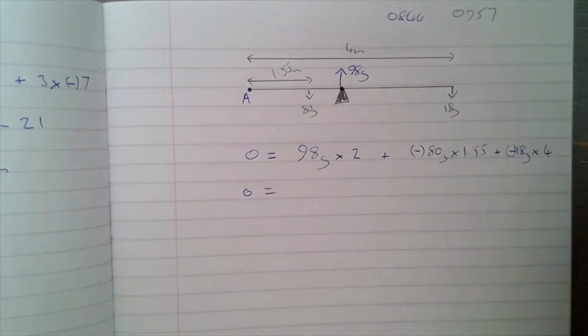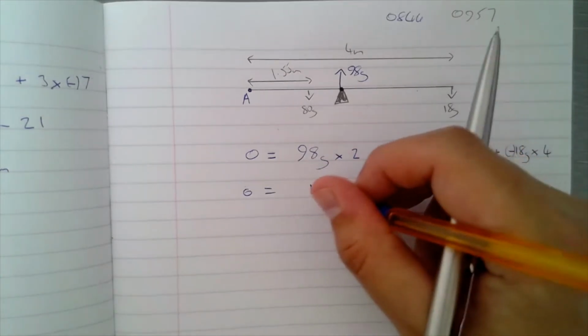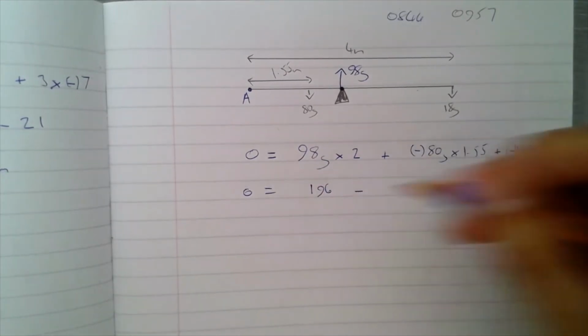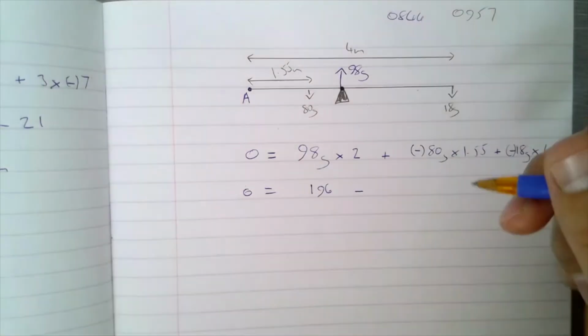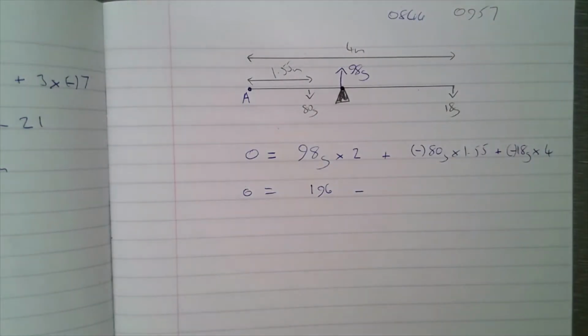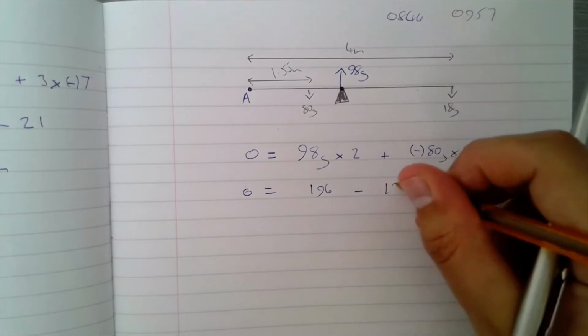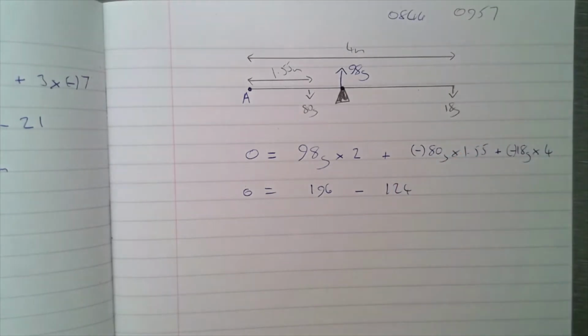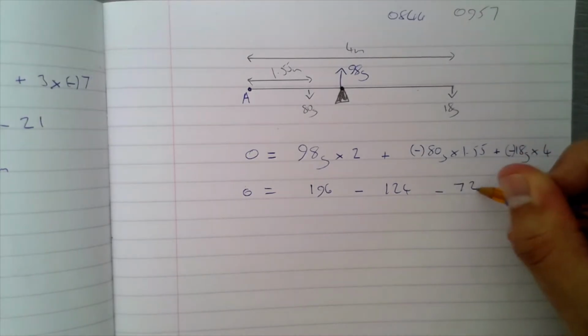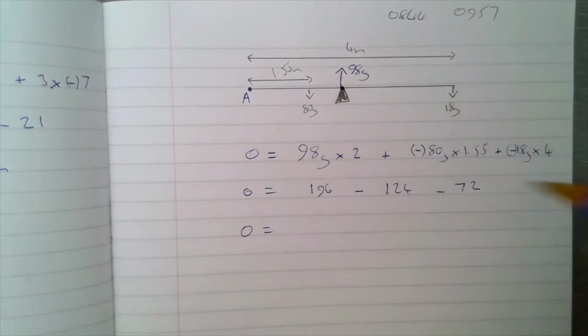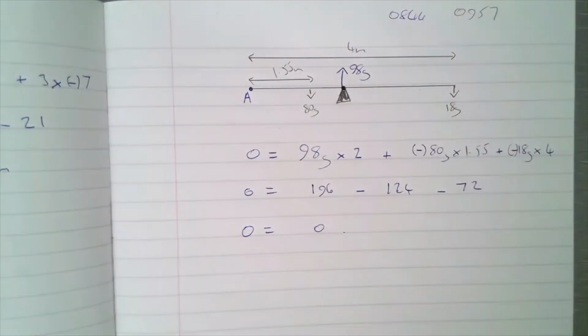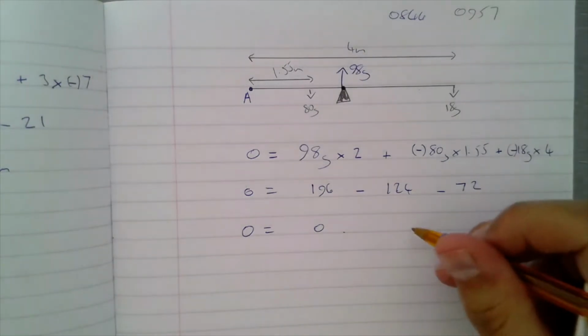I can get rid of the g straight away. 2 lots of 98 is 196. And I've got minus 1.55 times 80, which is 124. And 18 times 4 is 72. And what have we got here? 196 minus 124 minus 72. So this checks out. They are in equilibrium.